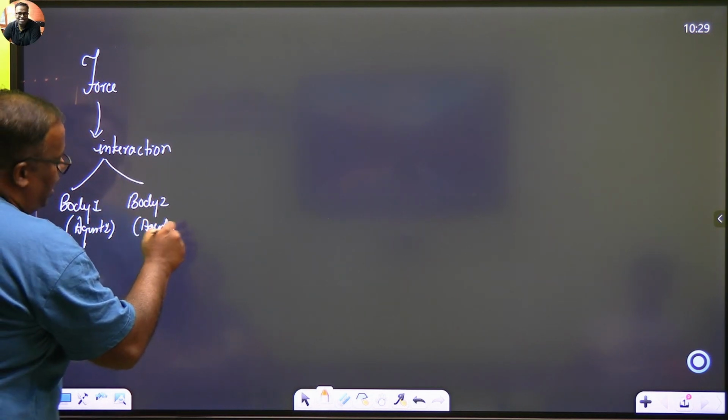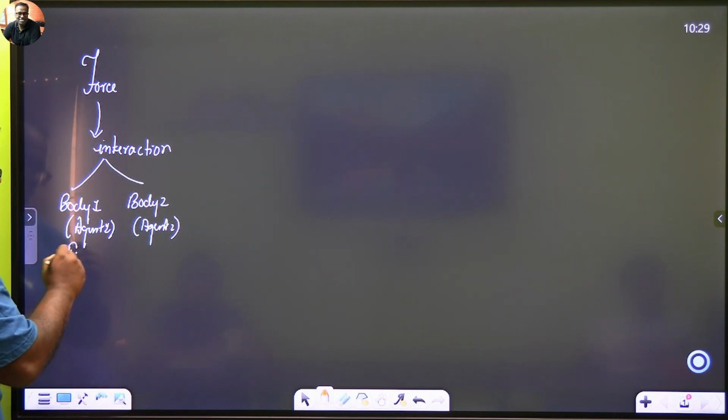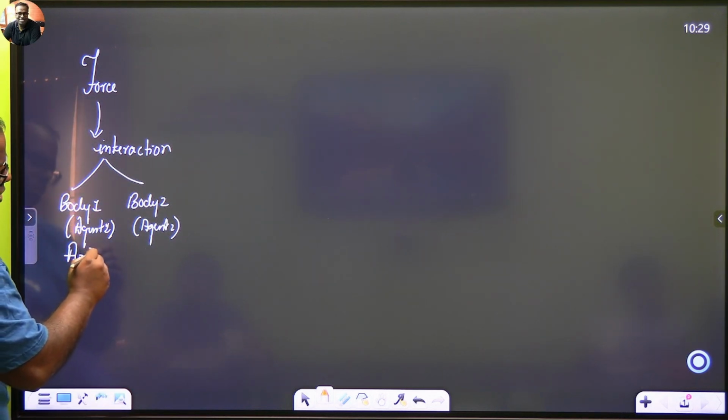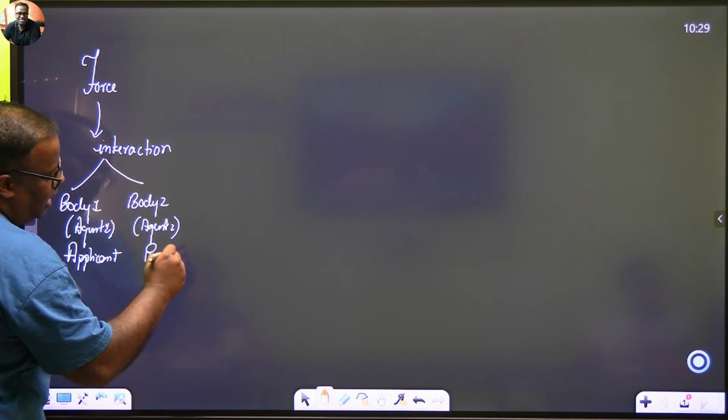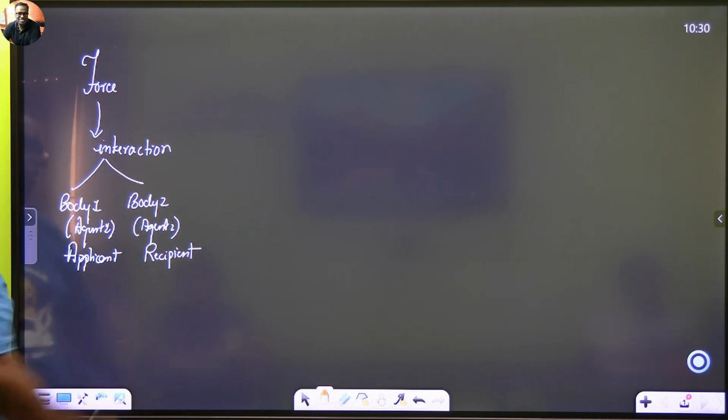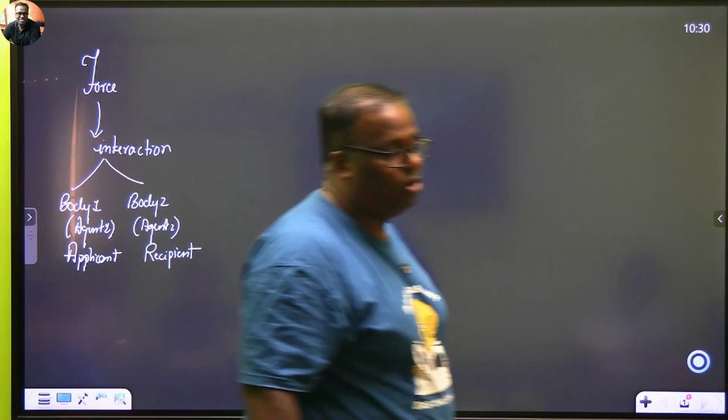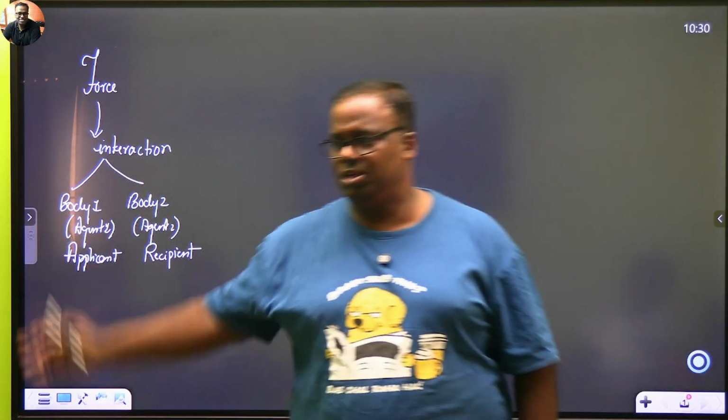Agent 2, and one of them would obviously be the applicant of force, and one of them would also be the recipient, and it is vice versa. It is not necessary that body 2 always has to be the recipient. Body 2 can also be the applicant, then the other becomes the recipient.